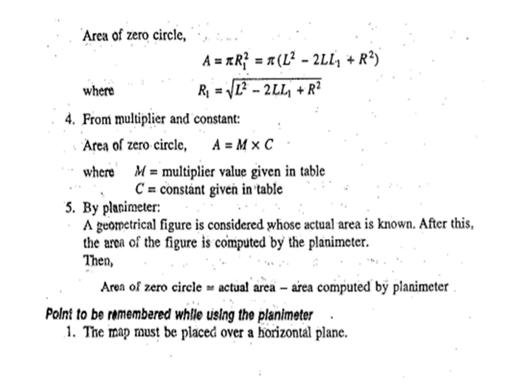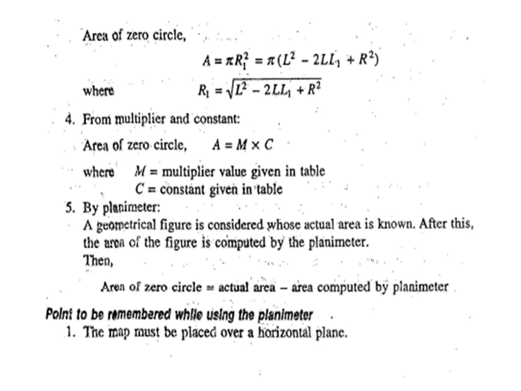Similarly, we can calculate the area of zero circle by knowing the value of multiplying constant as well as instrument constant, that is A equal to m into c, where m is the multiplier value given in the table and c is the constant given in the table. Similarly, we can calculate the area of zero circle by planimeter.